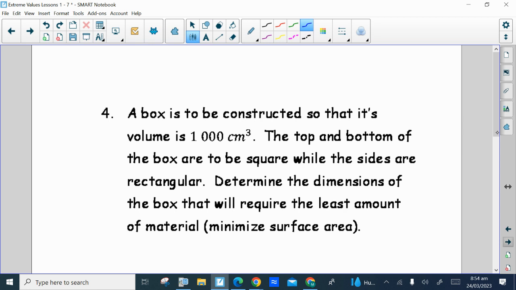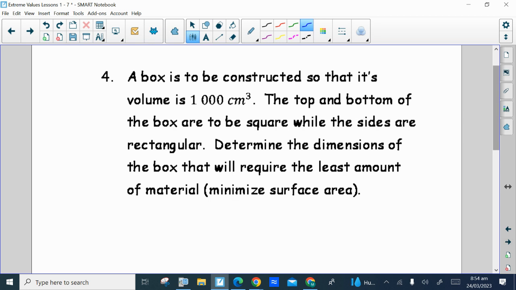So this one's a little bit different. A box is to be constructed so that its volume is 1,000 cubic centimeters. The top and bottom of the box are to be square while the sides are rectangular. Determine the dimensions of the box that will require the least amount of material. In other words, you want to minimize the surface area.